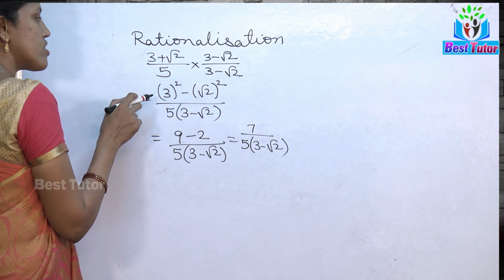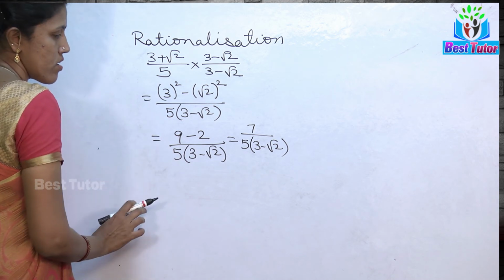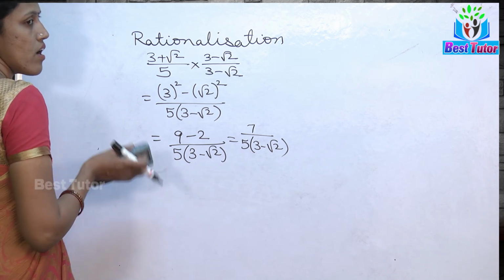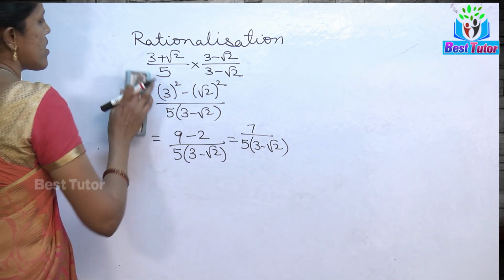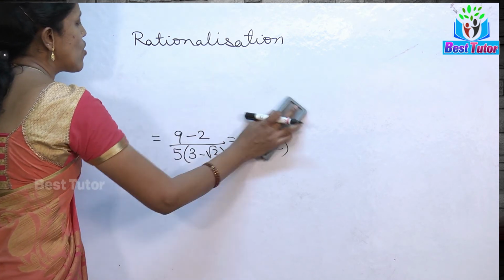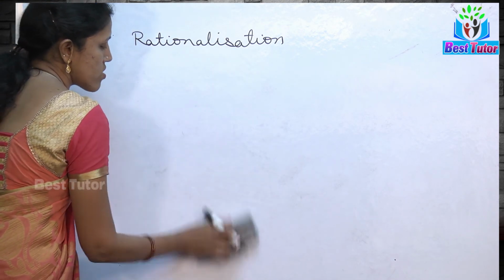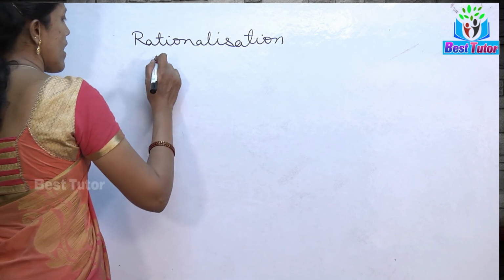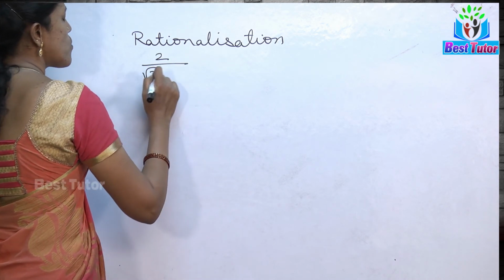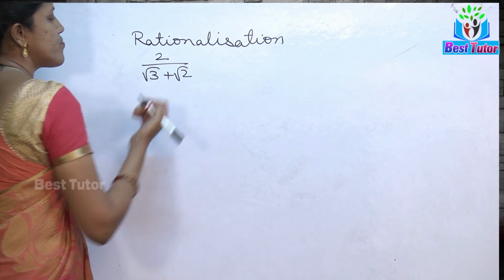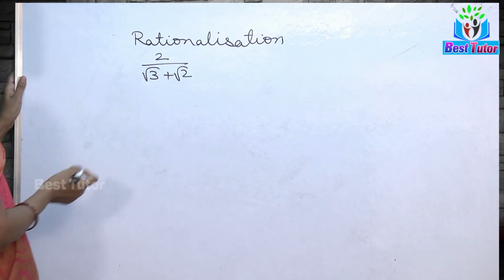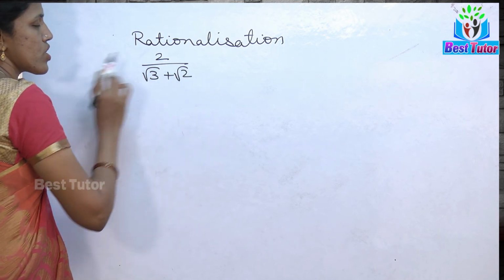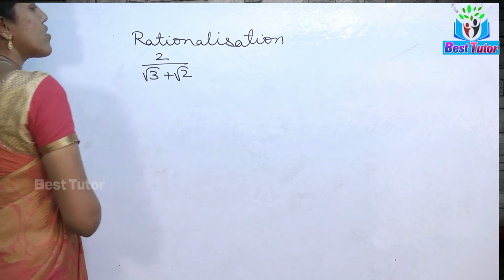In the previous question, we have rationalized the denominator. So the process of rationalization is nothing but converting an irrational number into a rational number without changing the value of the question. We are not supposed to change the value of the question. Now if at all I have 2 by root 3 plus root 2, the denominator has both irrational terms. Let me try to rationalize this.